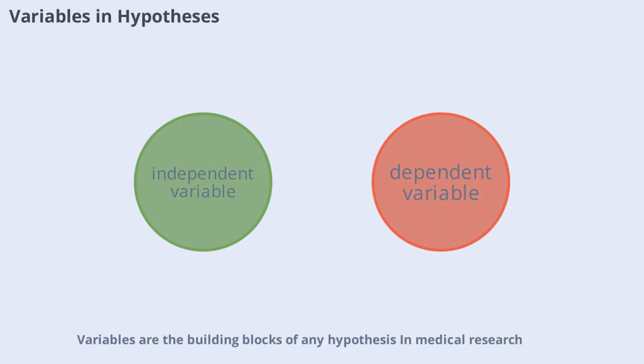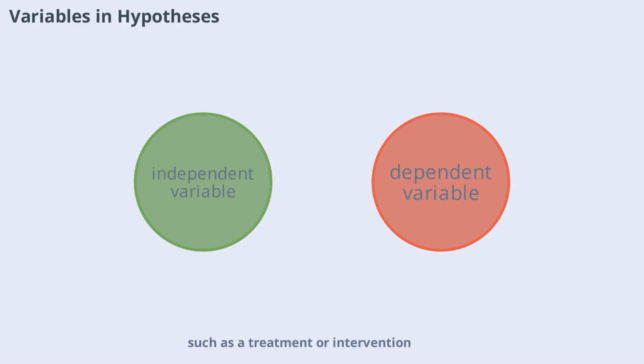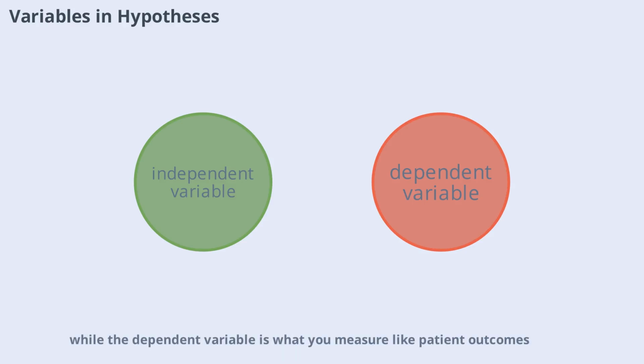Variables are the building blocks of any hypothesis. In medical research, the independent variable is what you manipulate, such as a treatment or intervention, while the dependent variable is what you measure, like patient outcomes. Clearly identifying these variables helps in designing experiments and analyzing data. It also ensures that your hypothesis is structured in a way that can be tested scientifically.